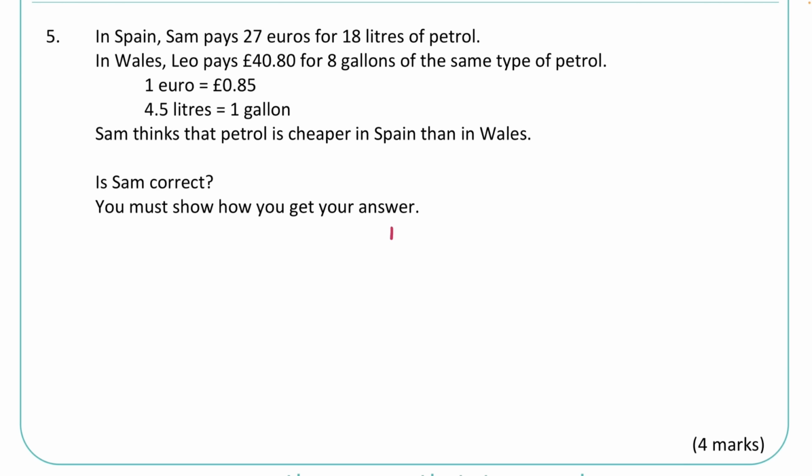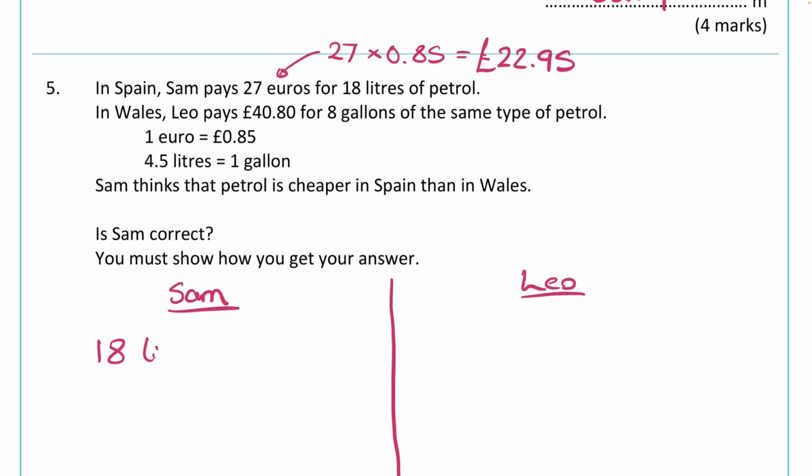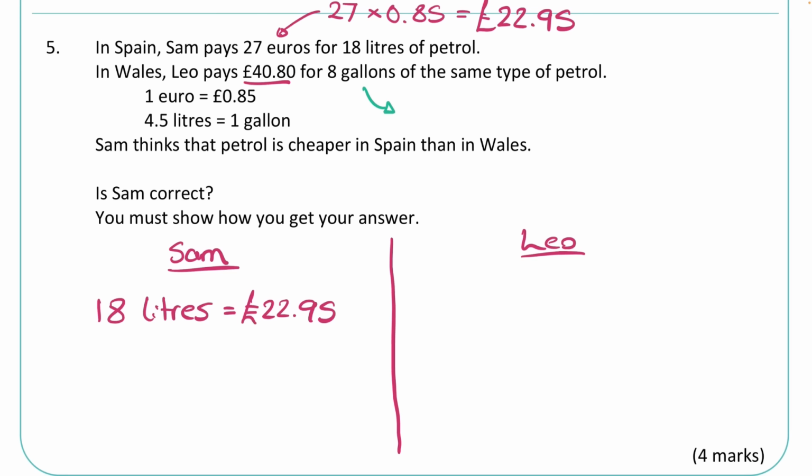So that means we now have Sam, who pays £22.95 for 18 litres. So 18 litres is equal to £22.95. We now want Leo in the same amount. Now his is already in pounds, but his is in gallons. So we want to change these gallons. It says it's 4.5 litres for every 1 gallon. So 8 times 4.5, we'll turn that into litres, and 8 times 4.5 comes out as 36 litres.